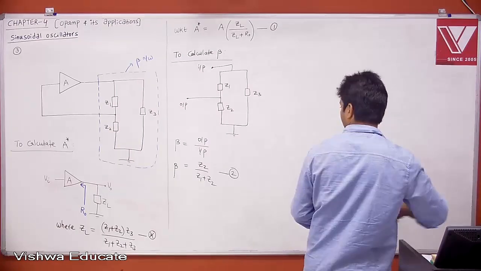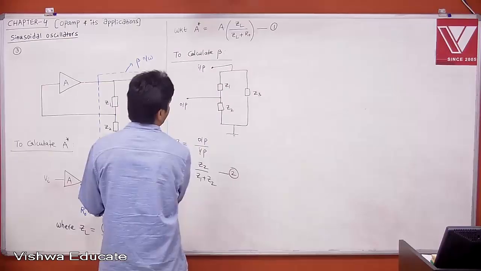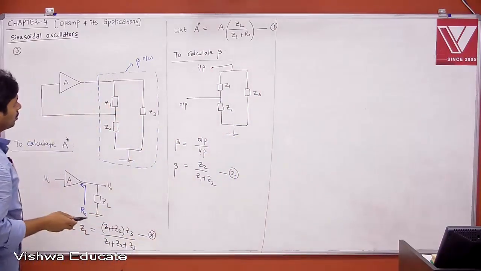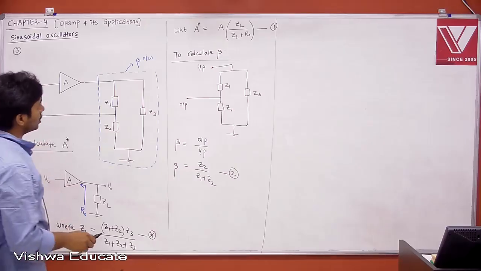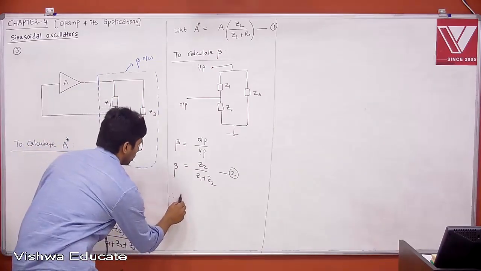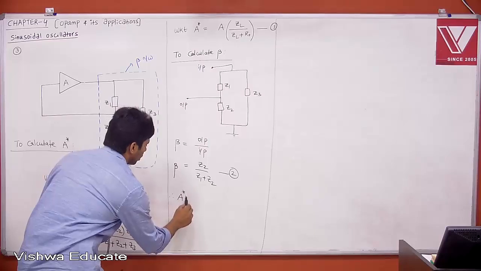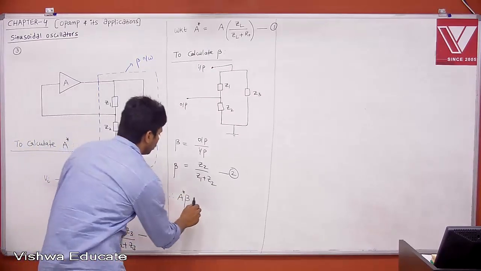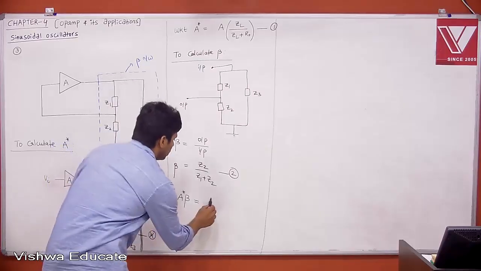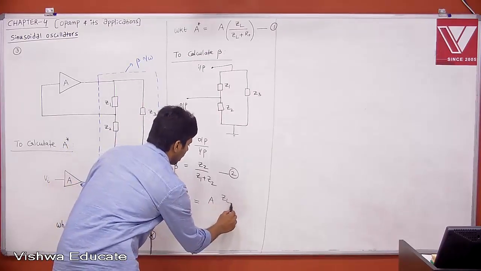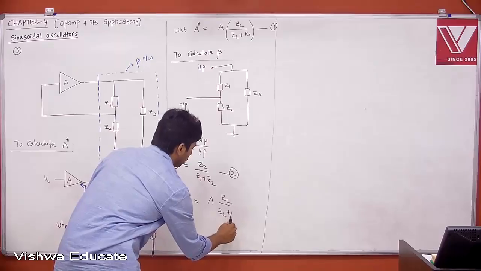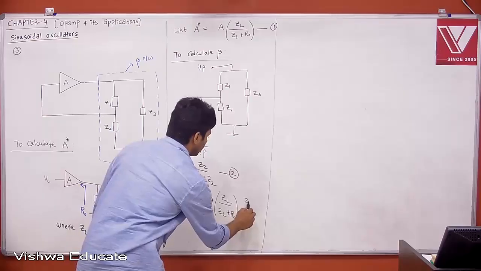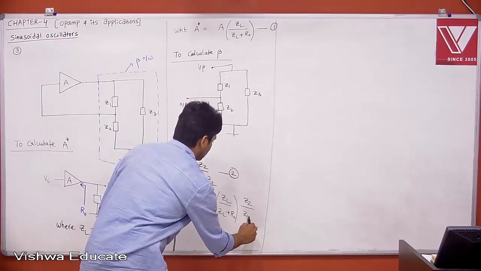Okay, now if you see what A star beta is, we want to calculate A star into beta. A star into beta is our total loop gain. A star beta is nothing but your total loop gain. Total loop gain is equal to A star, which is A into ZL divided by ZL plus R0, into beta. Beta is nothing but Z2 divided by Z1 plus Z2.